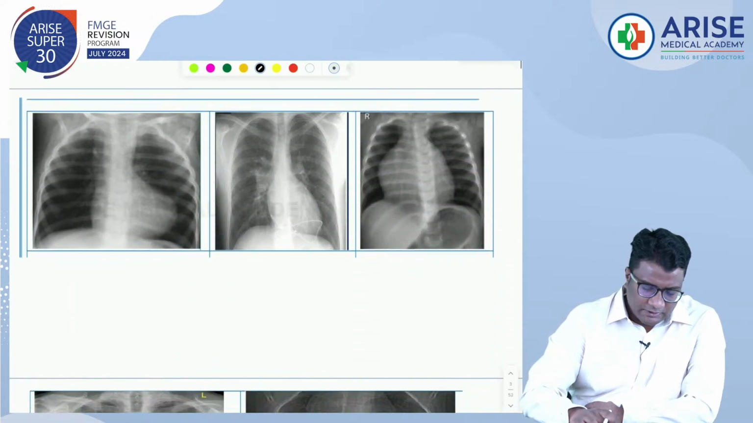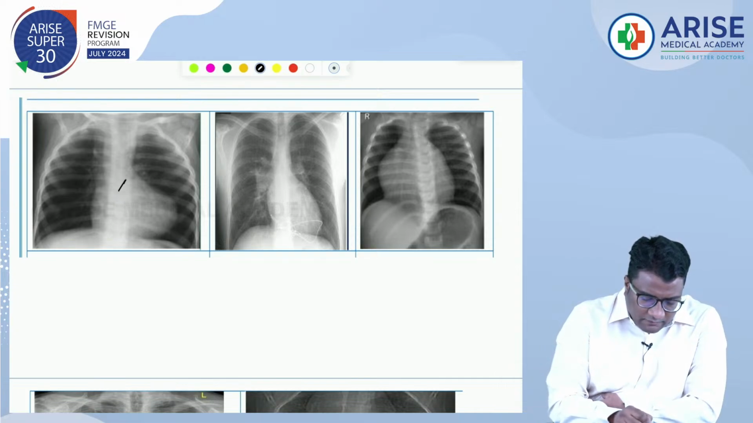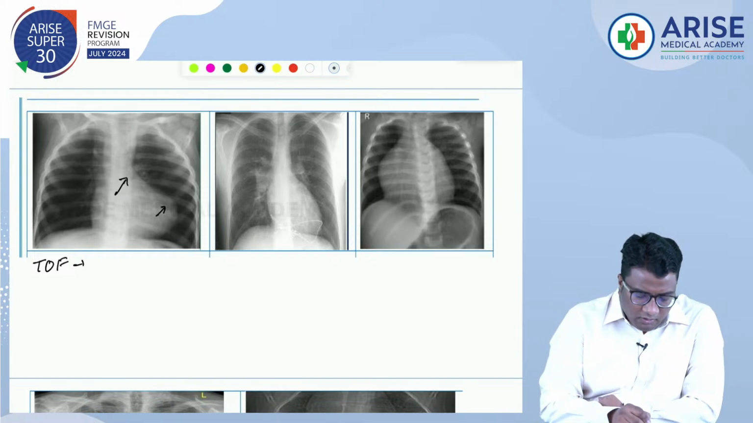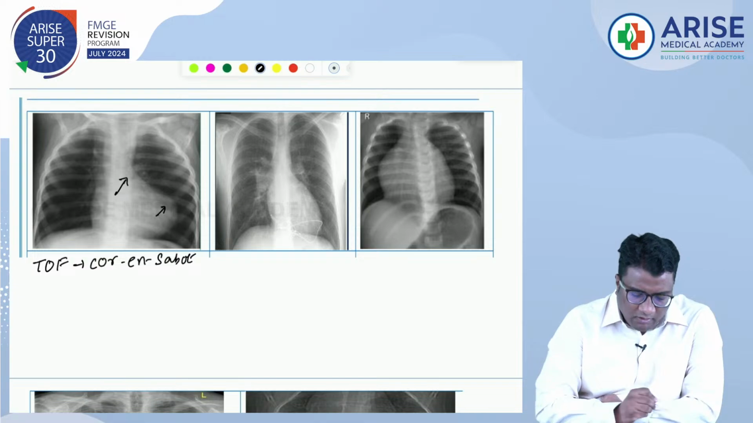Let us look at the images. So this is how we have a concave pulmonary area and upward cardiac apex. This is tetralogy of Fallot. Remember the other name also of boot-shaped heart, that is coeur en sabot.